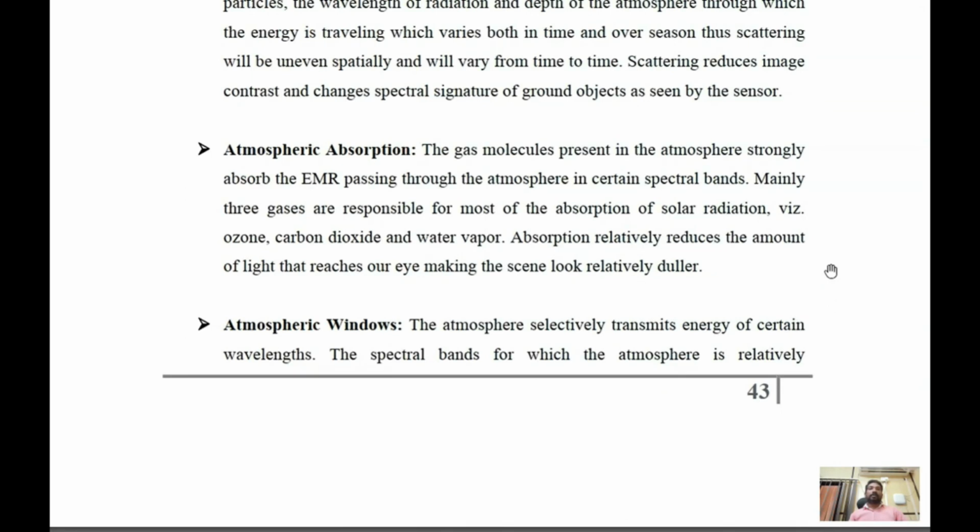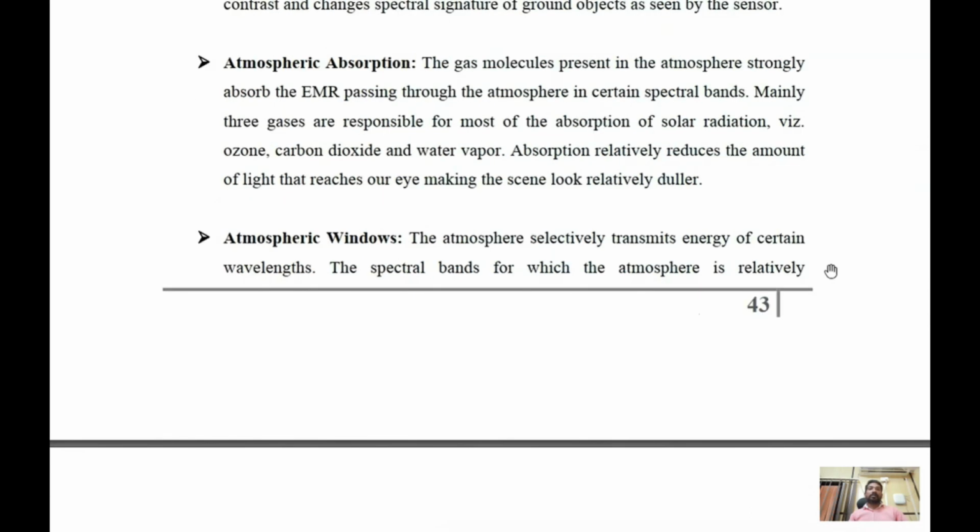Atmospheric absorption. The gas molecules present in the atmosphere strongly absorb the EMR passing through the atmosphere in certain spectral bands. Mainly three gases are responsible for most of the absorption of solar radiation: ozone, carbon dioxide and water vapor. Absorption reduces the amount of light that reaches the sensor.